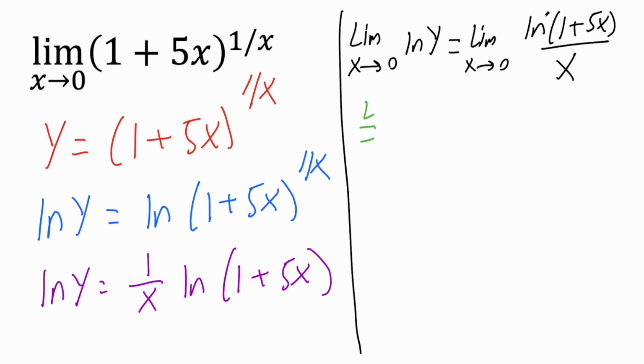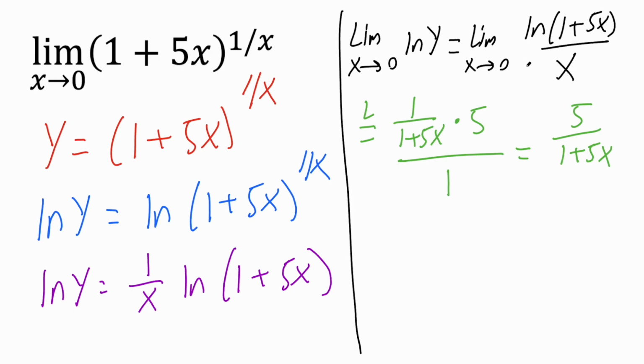And by doing that, we're going to take the derivative of this piece and the derivative of this piece right here. And so we're going to get 1 divided by 1 plus 5x times the derivative of 5x, we're using the chain rule, divided by the derivative of x, which would give us a 1. And so this right here is equal to 5 divided by 1 plus 5x.